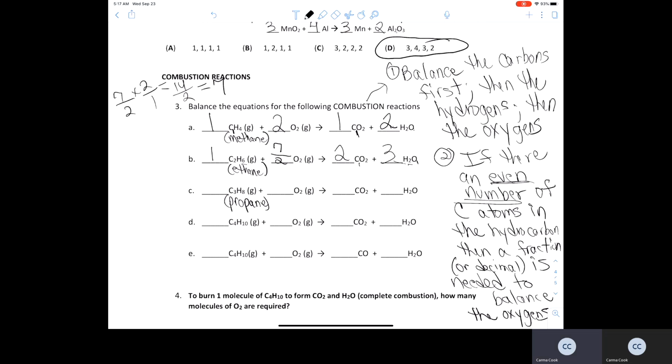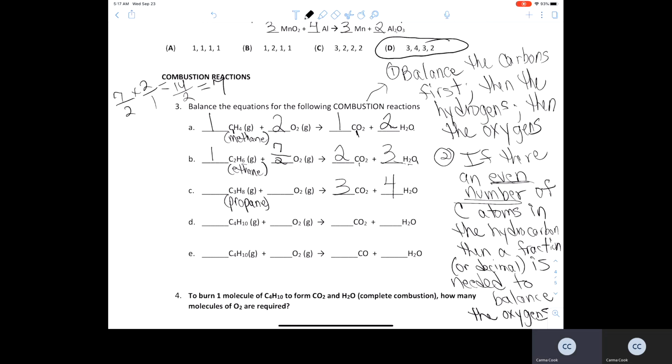There are 3 carbons on the left. So therefore, we need to put a 3 coefficient in front of CO2 in order to have 3 carbons on the right. We've got 8 hydrogens on the left, but only 2 on the right. 4 times 2 is 8, so we need to put a 4 coefficient in front of the water. Now we take a look at the oxygens.